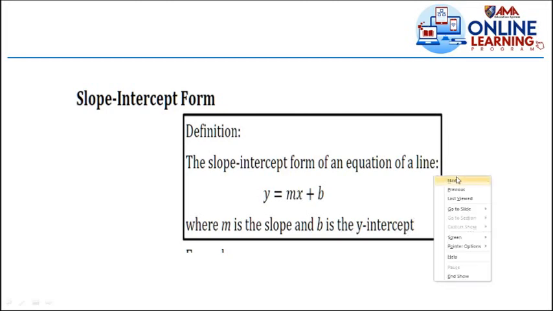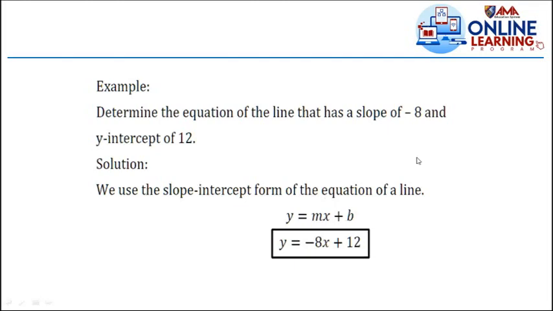So how are we going to do that? This is our example. Determine the equation of the line that has a slope of -8 and y-intercept of 12. Solution: we use the slope-intercept form of the equation of the line, y is equal to mx plus b. Since your slope is -8, my dear students, we have different types of slopes, no?